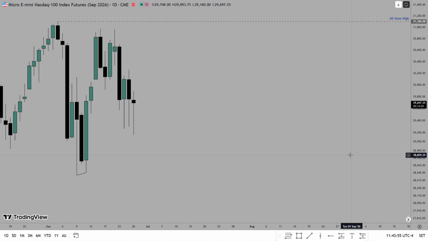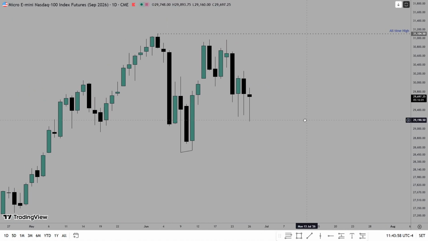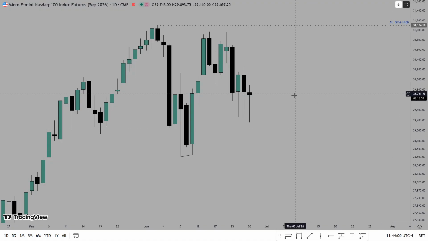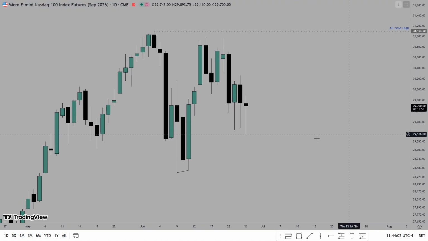Let's see. This is the daily chart as I outlined here before. This is the daily order block and price respected it. You can see that this is the rejection.